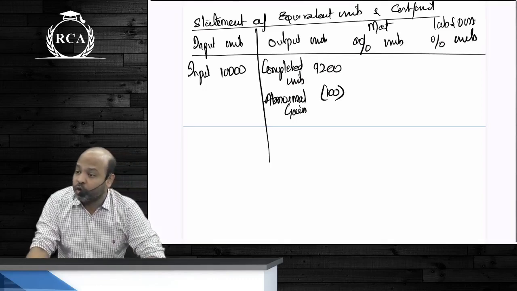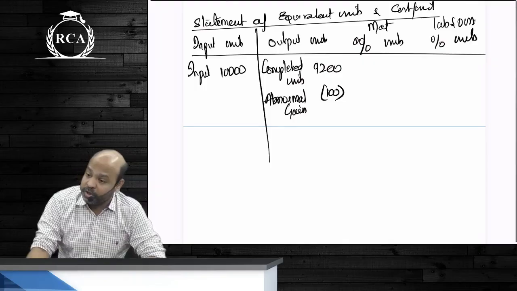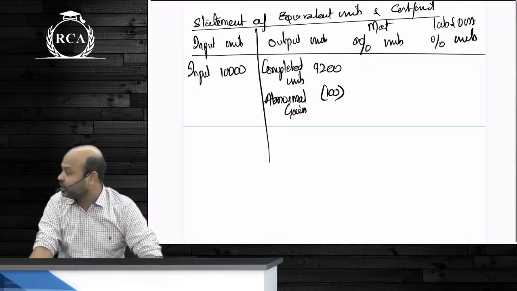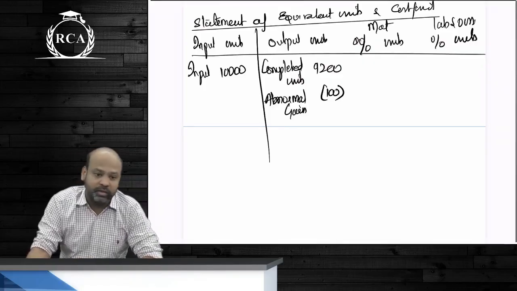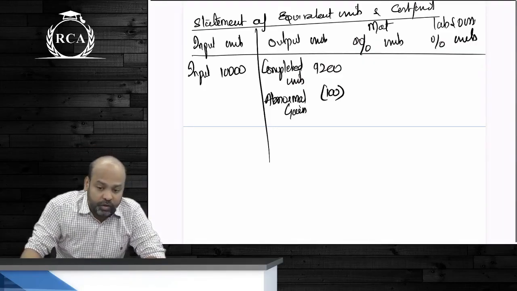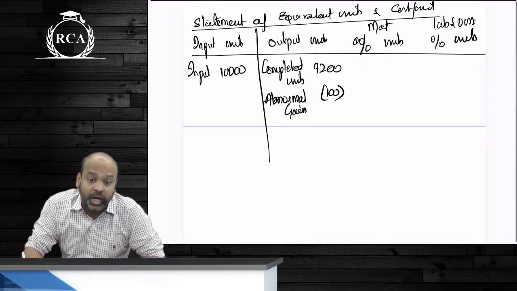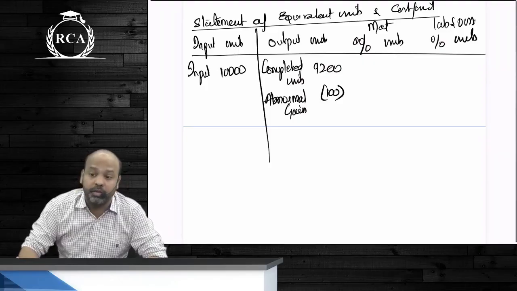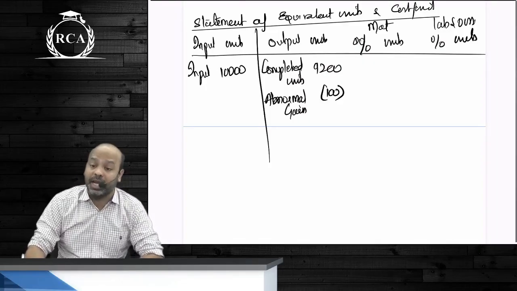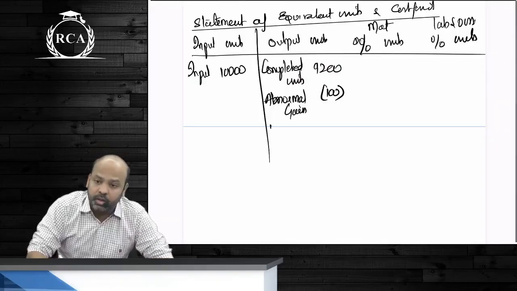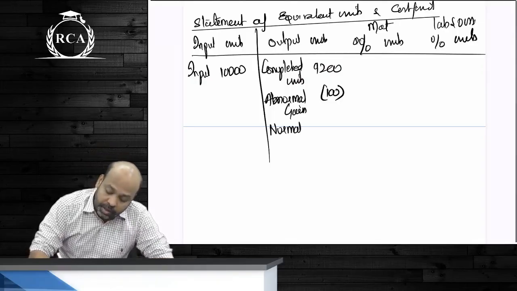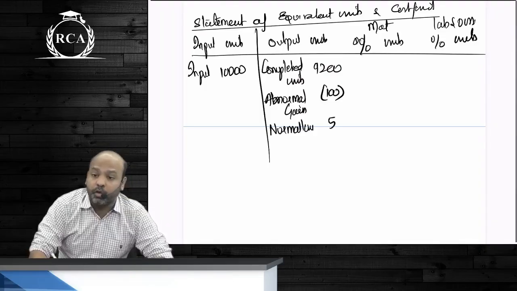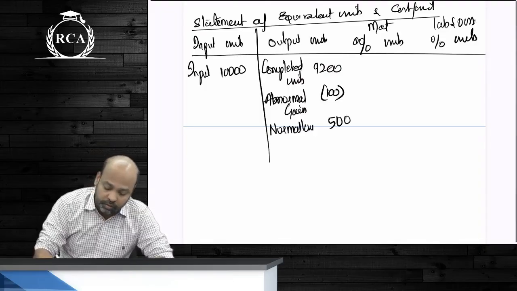How do you compute normal output? Now, shouting minus abnormal gain, are you understanding beta? So normal output guys is completed units plus closing work in progress minus abnormal gain. You do not write it positive. It's always important to remember that you're going to write it as negative. Next beta Bharat. Normal loss we are writing in the units column beta, but we are not going to consider it in the outer column. Closing work in progress beta Bharat.